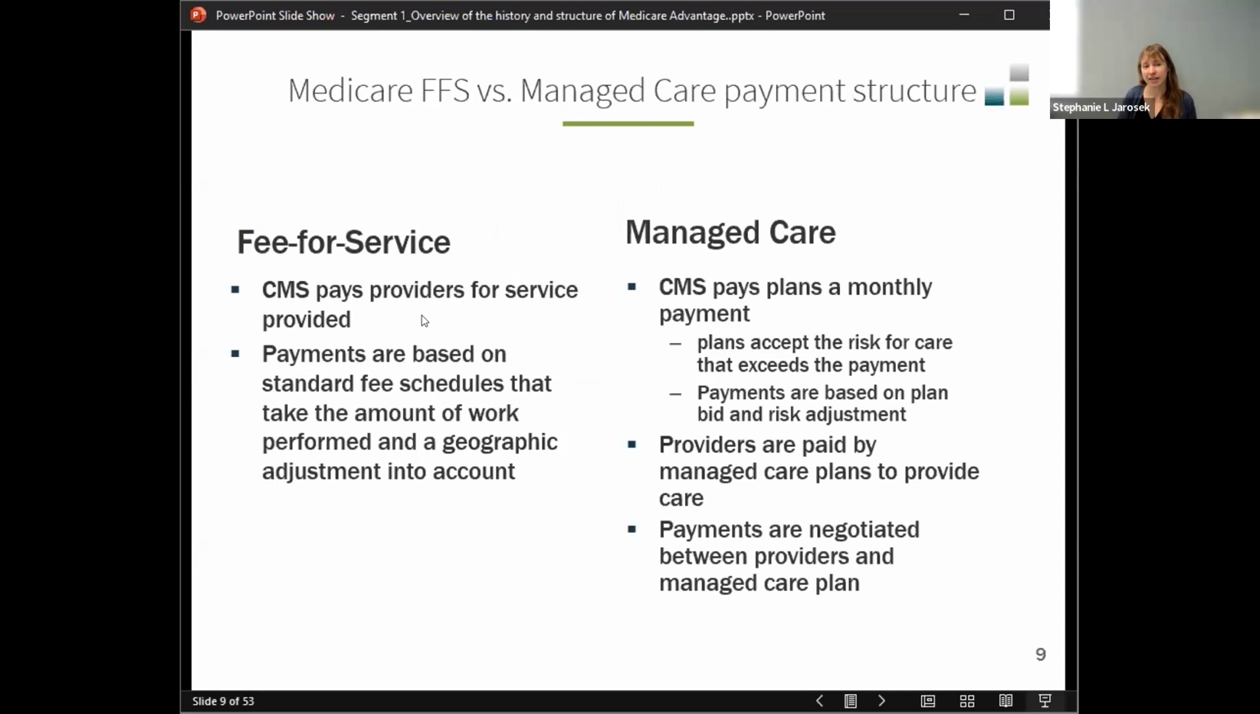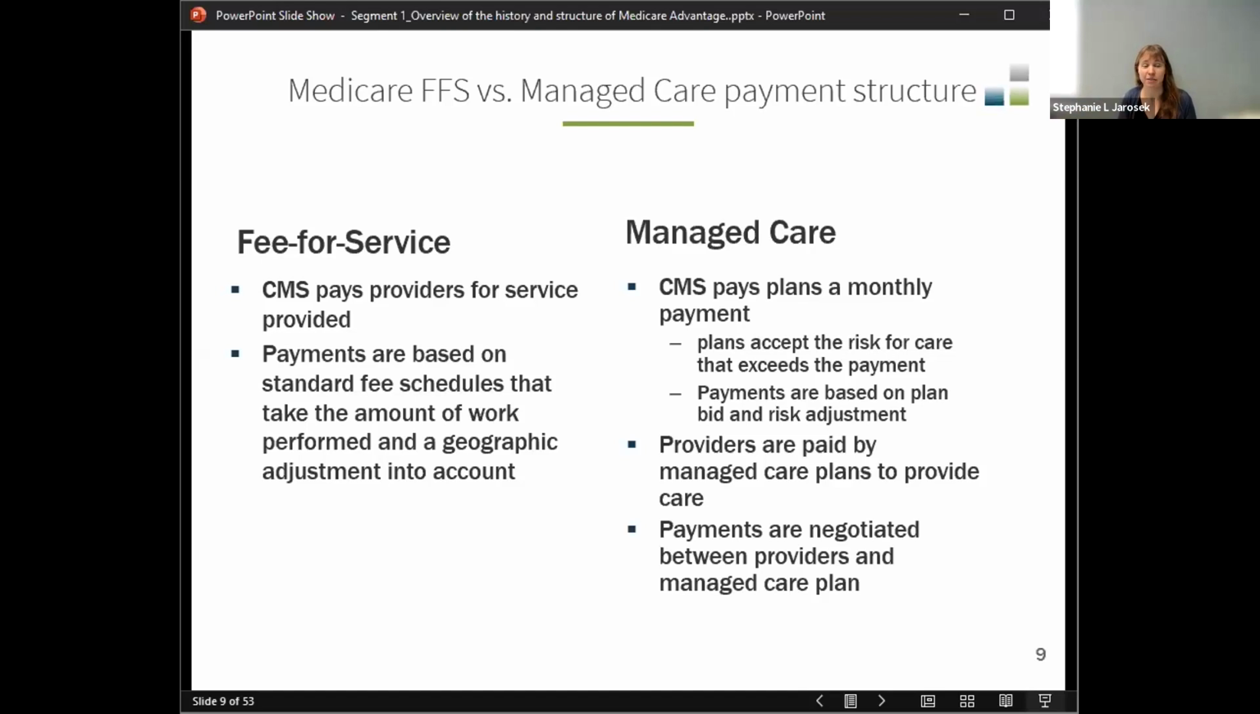So the way that fee for service and managed care differ within Medicare, with fee for service, CMS is paying providers directly for the service that they provide. So they provide the service and they bill CMS directly, and then CMS will pay them. The payments are based on standard fee schedules. So there's an inpatient prospective payment system. There are outpatient prospective payment systems.